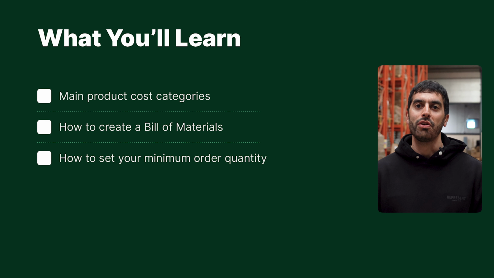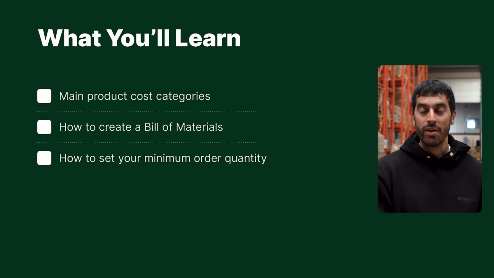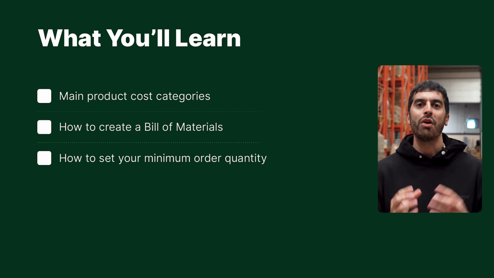In this lesson, you'll learn about the main product cost categories, how to create a bill of materials, and how to set your minimum order quantity. We've tried to craft the lesson to be general enough for anyone to get value out of, but some of these pricing concepts make the most sense when your end goal is a tangible manufactured product. Let's start by understanding the main product cost categories.